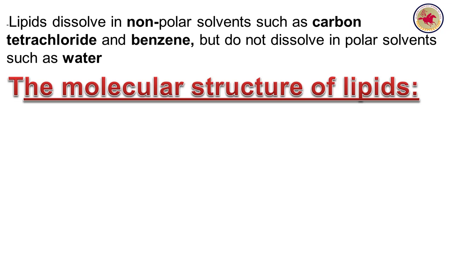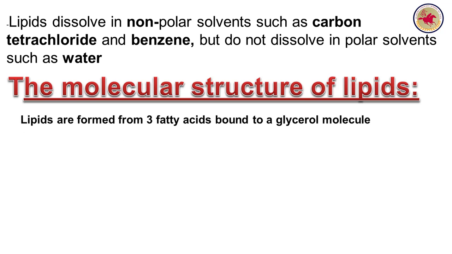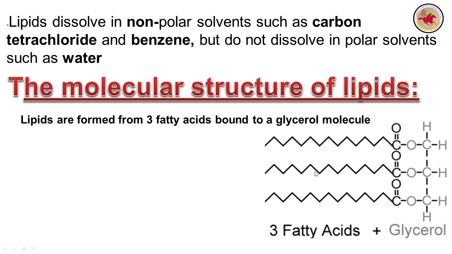The molecular structure of lipids. Lipids consist of two parts. The first part is 3 fatty acids bound to a glycerol molecule or alkyl molecule. This is the structure of the monomer of lipid. This zigzag line is a simple fatty acid, and this is one glycerol molecule.